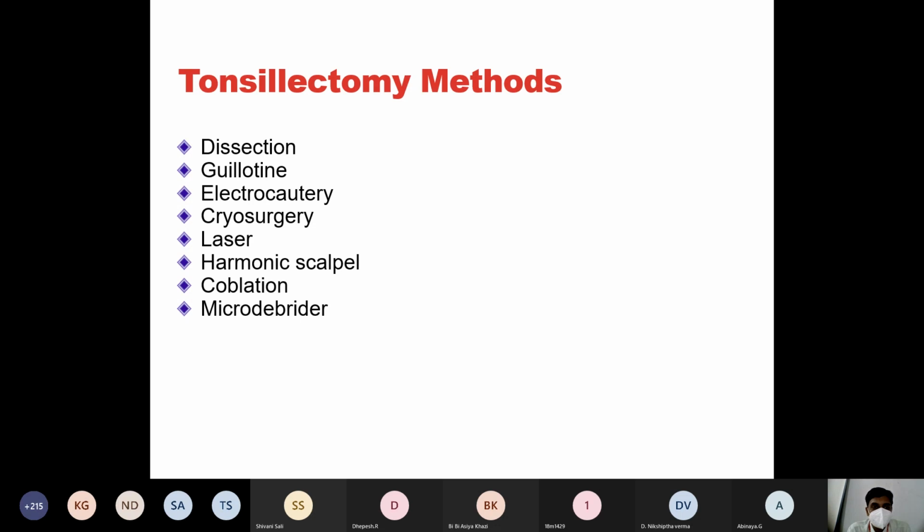In our institution, we do dissection and snare method. We also have coblation, which we can use in selective cases. Laser and harmonic scalpel are generally not used for this condition because of poor benefit. For cryosurgery, very little study is there. Microdebrider can be used for adenoidectomy.